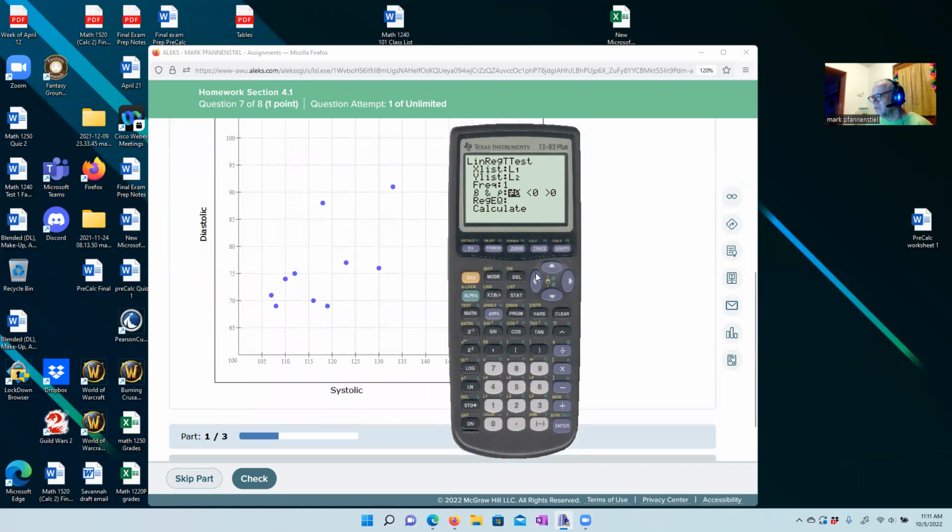Okay, so we'll go ahead. I don't need to change anything else. There's nothing else here that's meaningful for me. I just want that correlation coefficient. Enter. Into 3 decimal places. We'll go ahead and write that down.